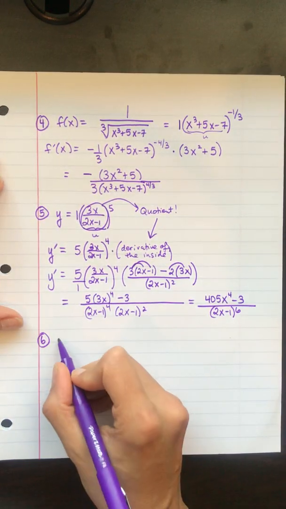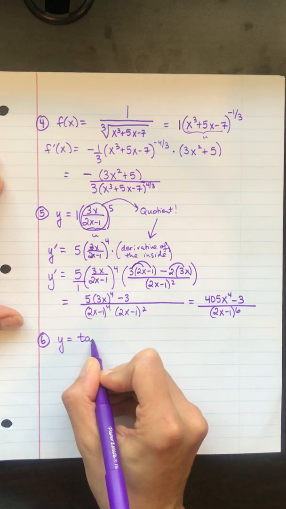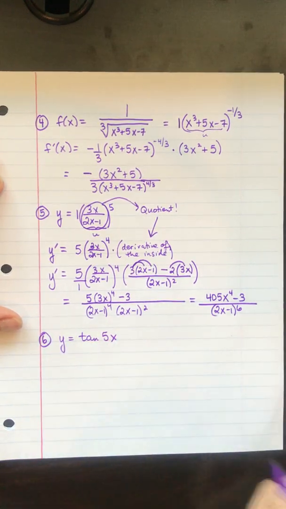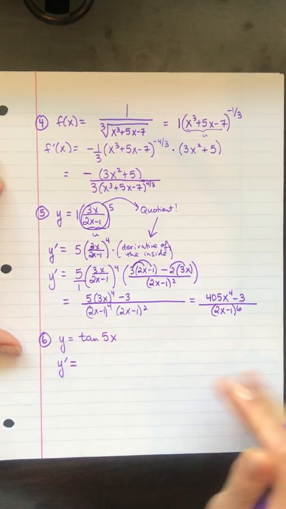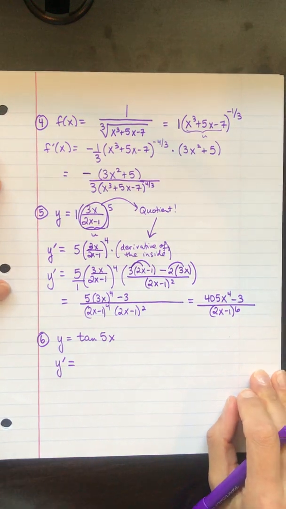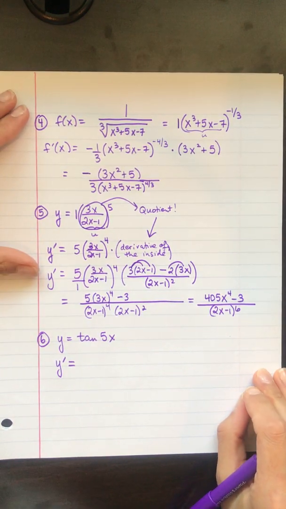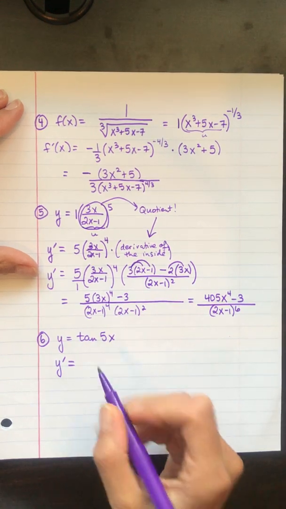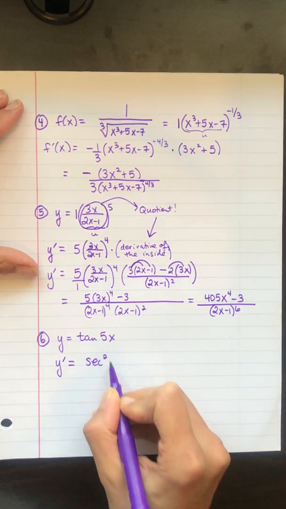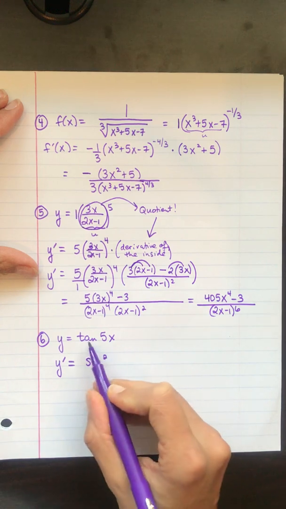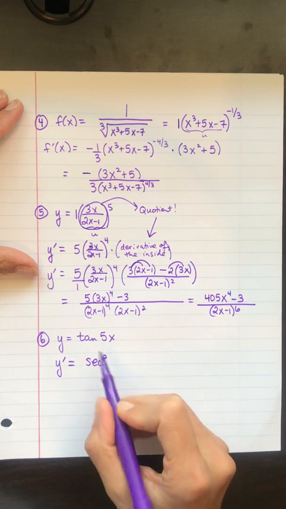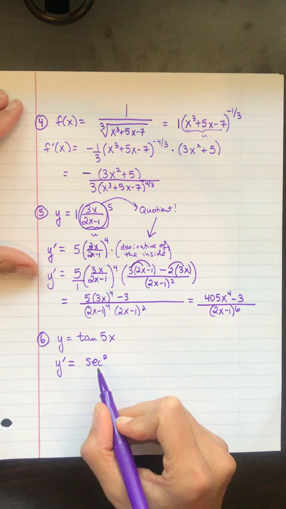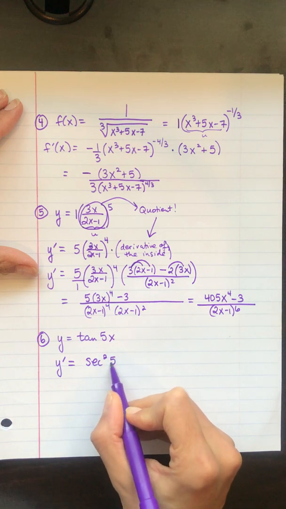Number 6, how about y equals tangent 5x? So first things first, think, what's the derivative of tangent? Is it not secant squared? So if this said tangent u, you would write secant squared u. But it doesn't say tangent u, it says tangent 5x. So the derivative is secant squared 5x.